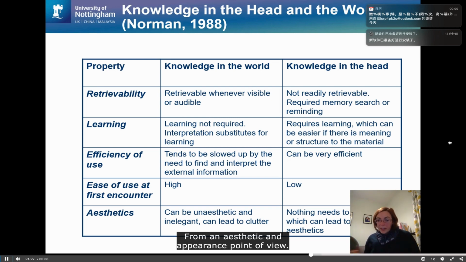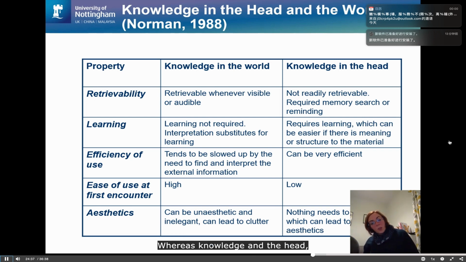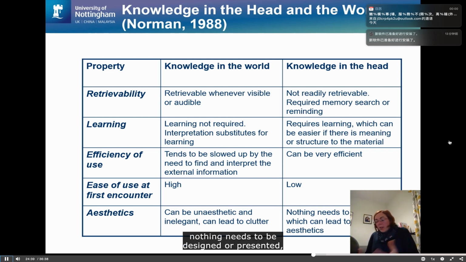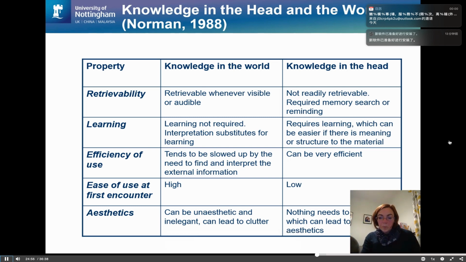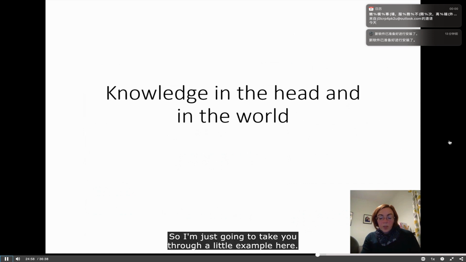From an aesthetic and appearance point of view, knowledge in the world can be unaesthetic and inelegant and can lead to clutter. And of course, that's where some of the skills of design come in. Whereas with knowledge in the head, nothing needs to be designed or presented, which can lead to more positive aesthetics. But remember that first point about retrievability. Sometimes we might want there to be a cue in the world that reminds us how we can access information from our head.